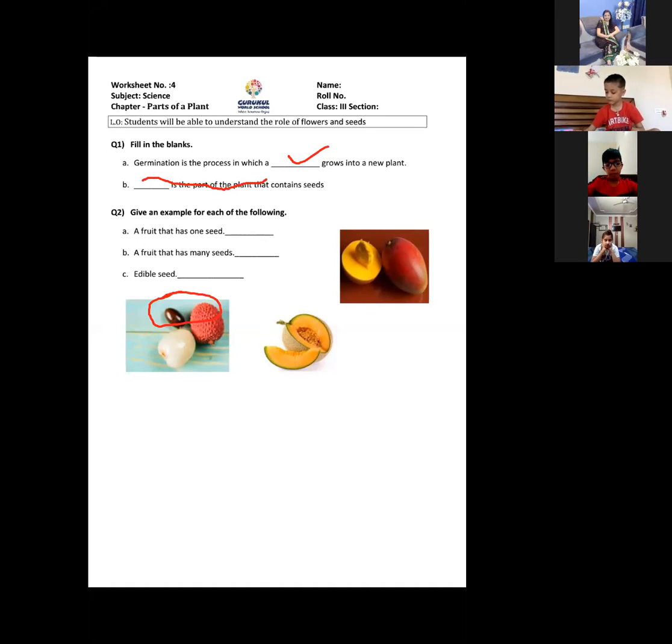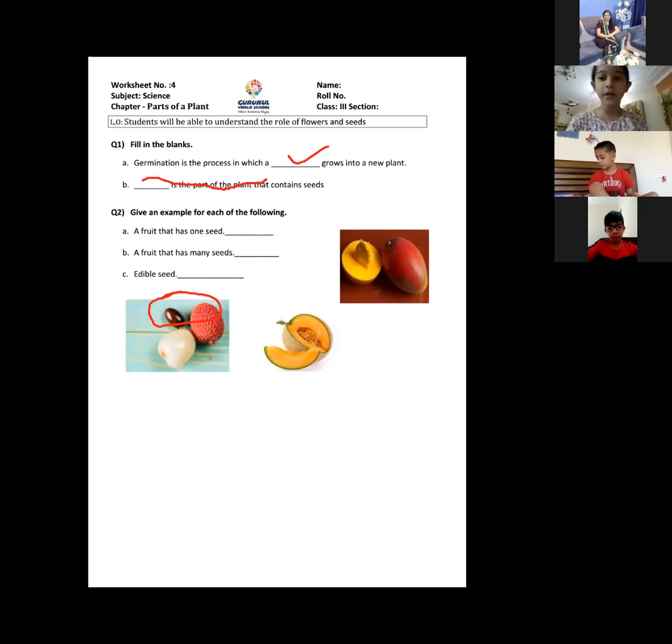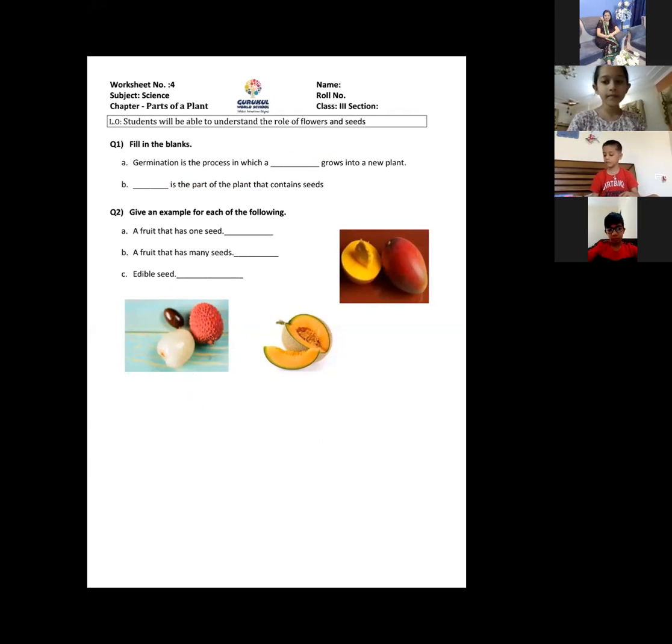Okay, anyone else? Harveen, can you answer me? Germination is the process in which a seed grows into a new plant. Very good, beta. Now next one. Now let me ask someone else. Dash is a part of a plant that contains seeds.